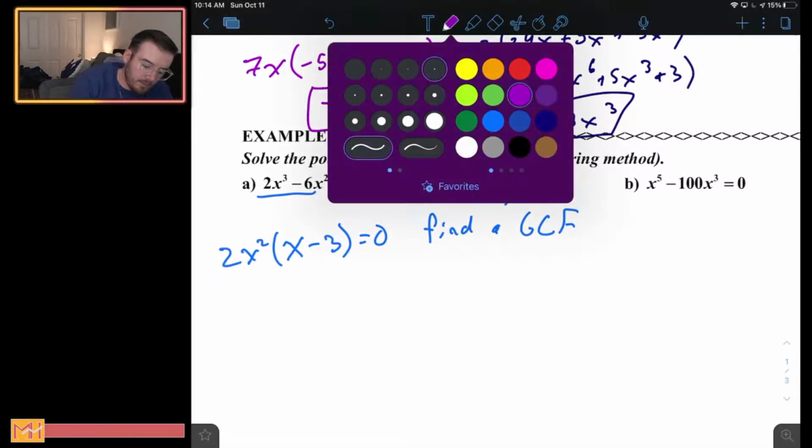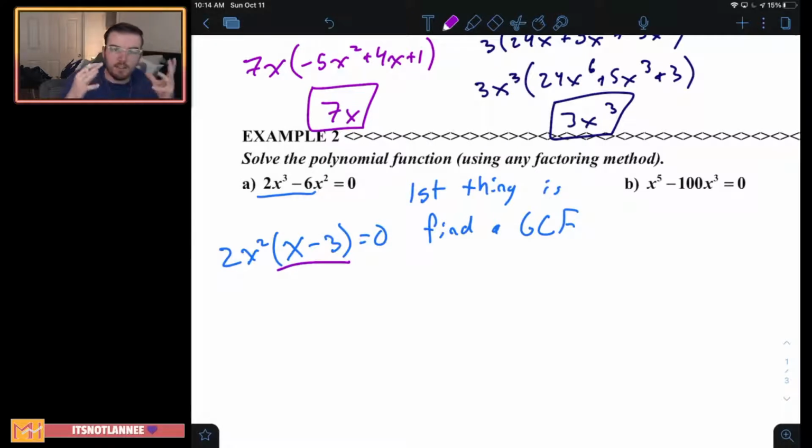This ought to look familiar, right? This is a factor, this thing in a parenthesis like that. What do I do with my factors? I set my factors equal to 0.